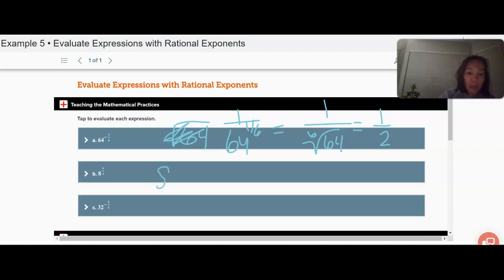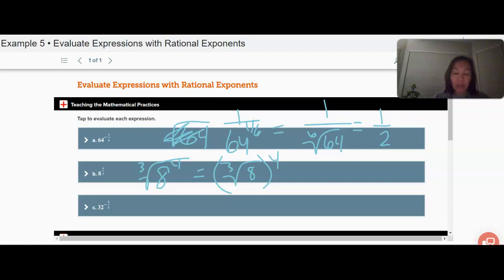The next one, 8 to the 4/3, would be 8 to the 4th, the cube root of that. So there's a few ways we can do this. We can actually write this as the cube root of 8 to the 4th power as well. So you can write this either way. They both mean the same thing. And this one will actually be easier to evaluate.